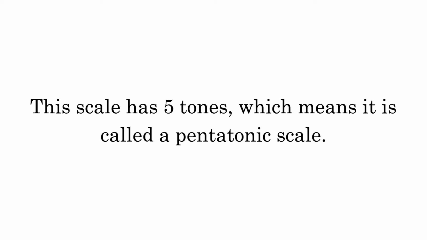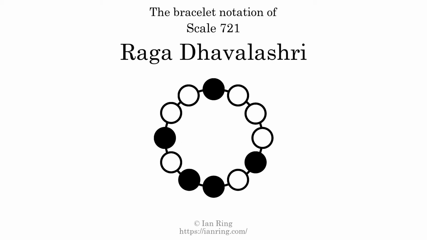This scale has 5 tones, which means it is called a pentatonic scale. This is a bracelet notation diagram of scale 721. The shaded circles represent tones that appear in the scale, and they are read clockwise, starting at the top.